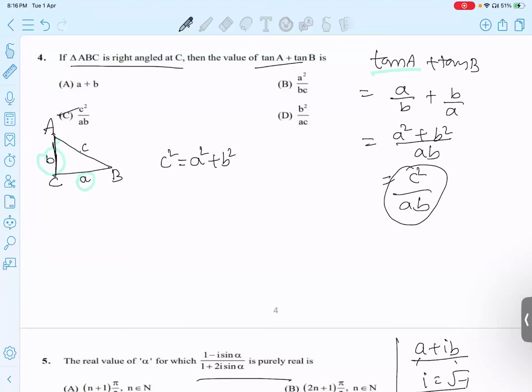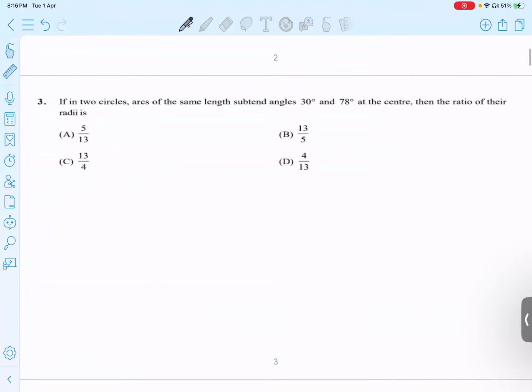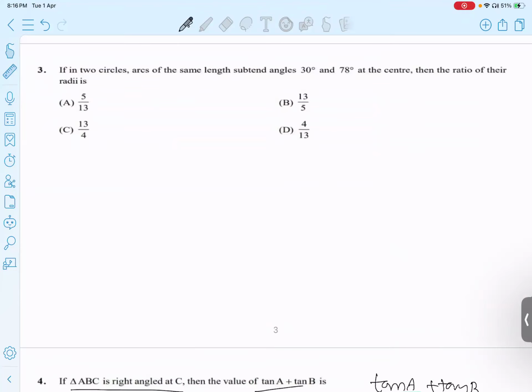Moving on to the next one. If two circles have arcs of the same length, not that much difficult, students. I'll just explain, simplify by yourself. So this is R1, this is arc L1. Okay, this is called an arc. So this is our angle theta 1. Similarly, this is our theta 2, R2, and this is our L2. Assume this is our circle.